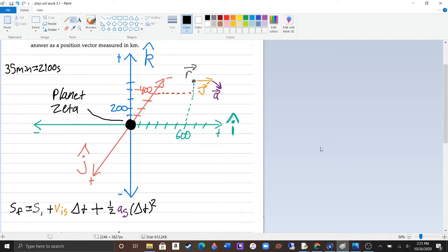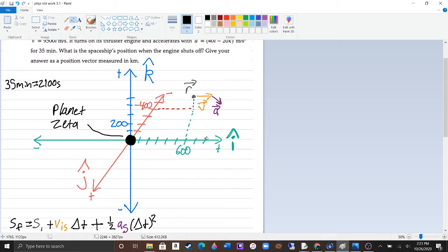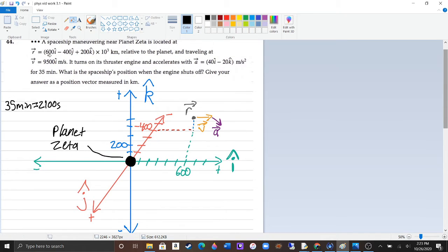So we can look at where our initial position is. It's at 600I, which is right here, minus 400J. So pretend that this axis is going back into the page. So we go backwards 400 units, and then we can meet it right there, and then it's at 200K, so we just go up along the K axis 200 units. So that is our initial position.